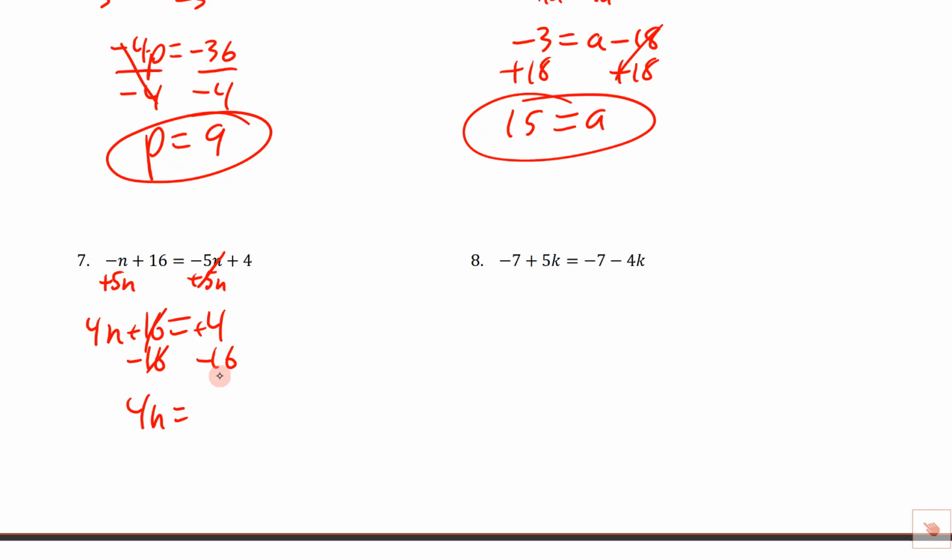Again, these have different signs, so we find the difference. The difference is 12. The bigger one's negative. So we're going to divide by 4, and we end up with n equals -3. So there's our answer on that one.